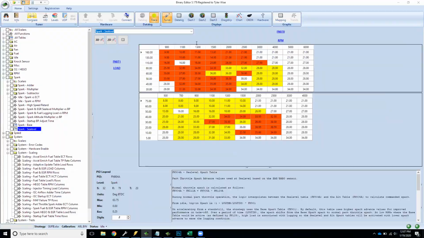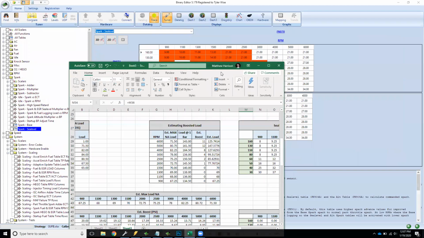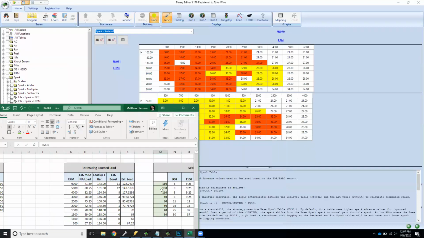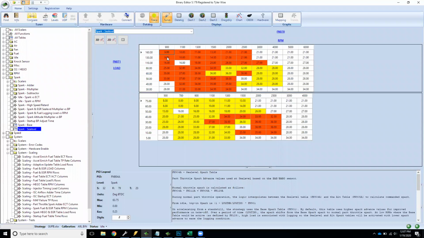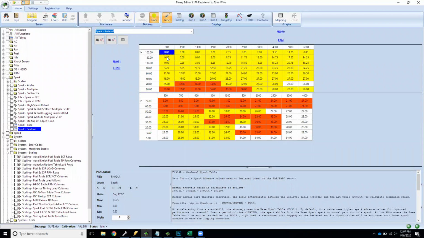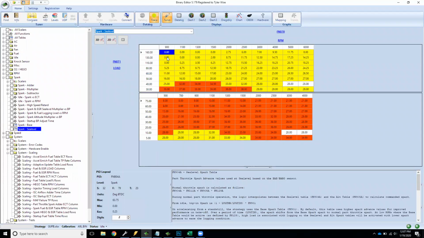So putting these guys side by side, I think we're going to be all right. So 30, 40, 50, 60, 80, 110, 130, 160. Okay, so we've done that right. Now I'm just going to copy all of my values here, go over to binary editor, and paste in the whole table, and we have a starting point.